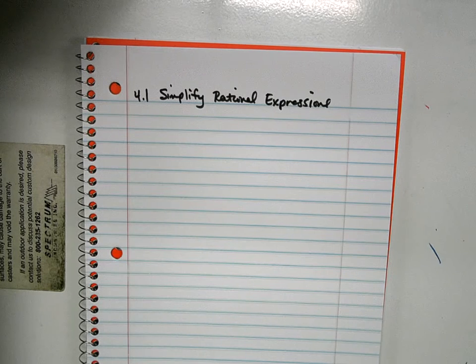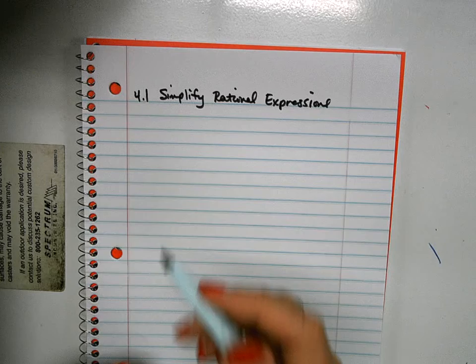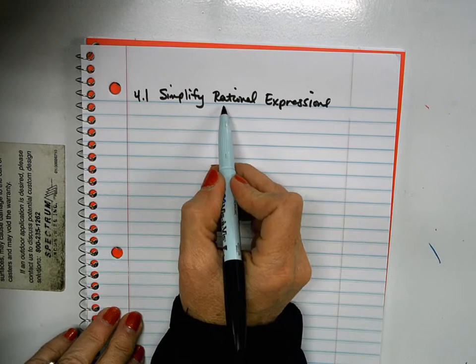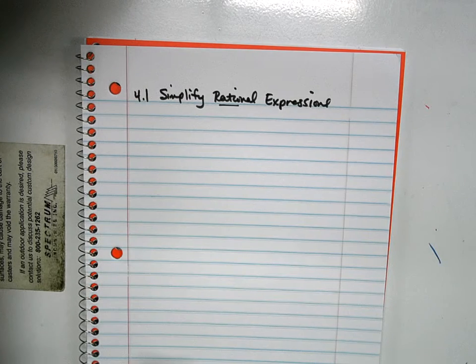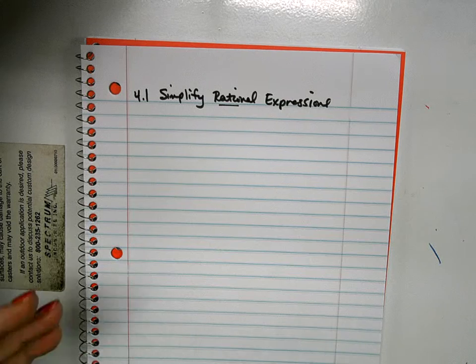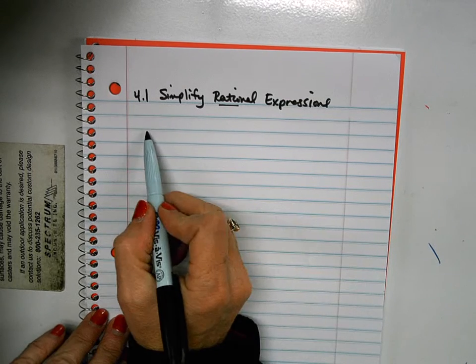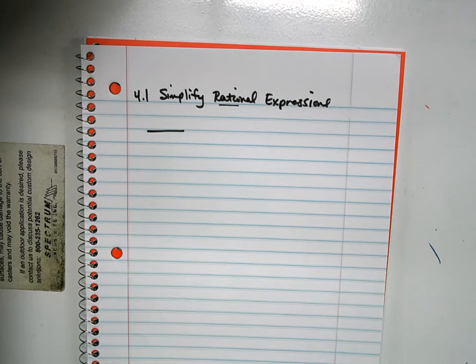Today we're doing 4.1, simplifying rational expressions. So a rational expression, just what that means, has the word ratio in it. So it's going to be set up as a ratio, and that's it. Just a single ratio where you have something over something else, a fraction.